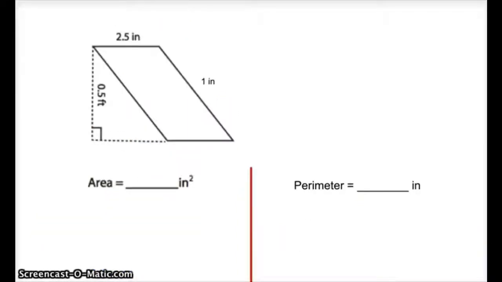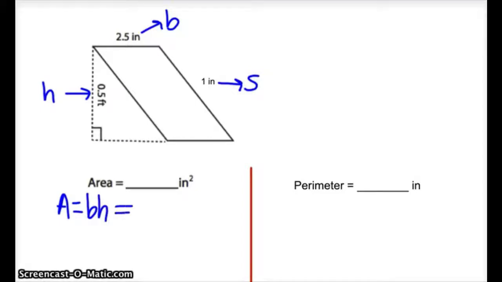Third one. Notice that the height is on the outside. It's indicated on the outside of my parallelogram, right? So my height is always at a right angle with the base. So it will always be indicated with a right angle. The area formula, let's make sure that we know what these things are. This is my height, this is my base, and this is my side. So area is base times height.